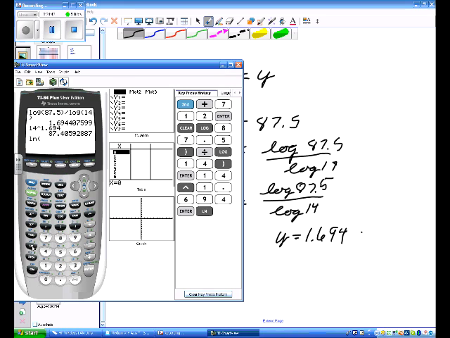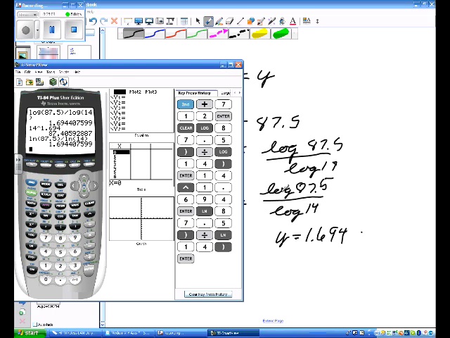So the natural log of 87.5 divided by the natural log of 14, and we got the exact same answer. So it doesn't matter what base you change it to, you're going to be able to get the same answer.